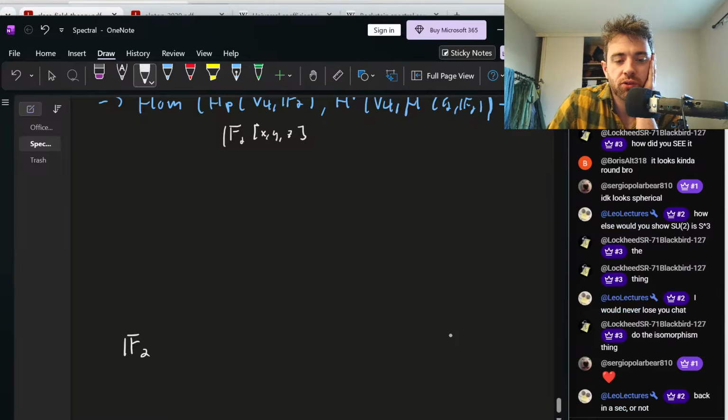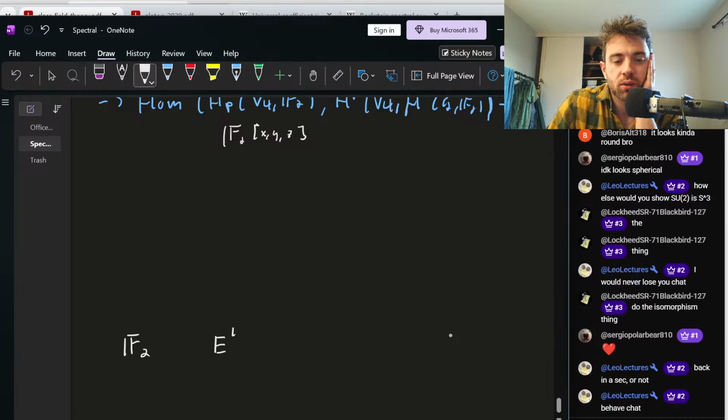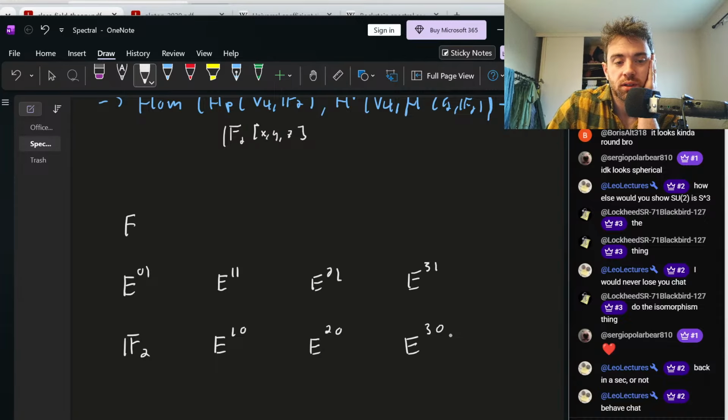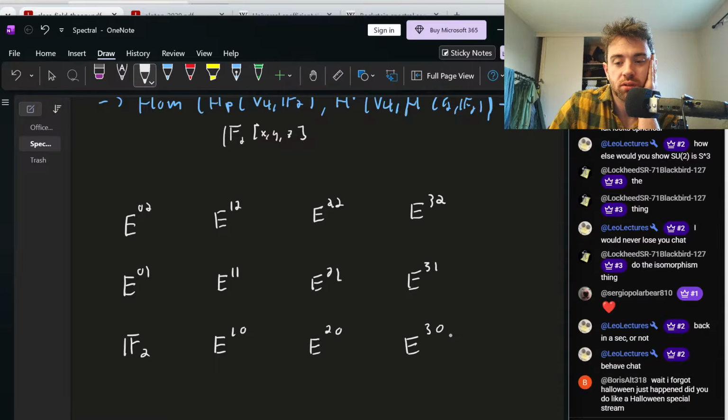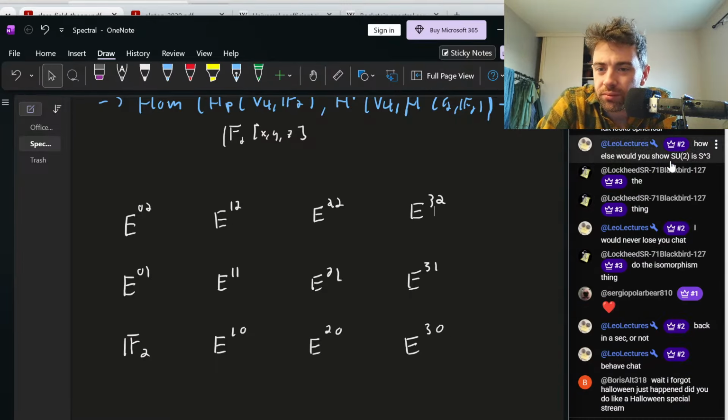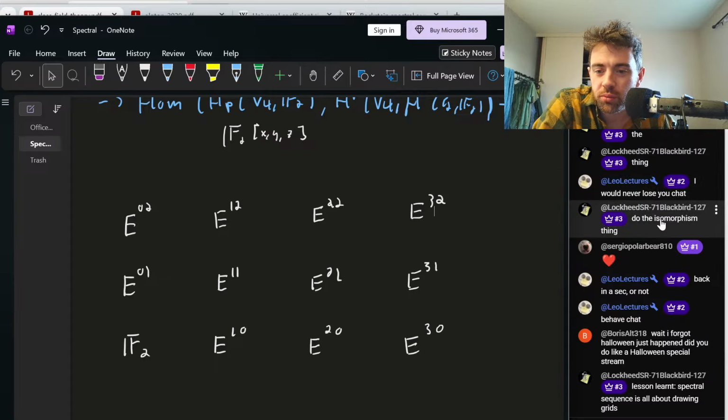So E2 1 0, E2 0, E3 0, E 0 1, E 1 1, E 2 1, E 3 1, E 0 2, E 1 2, E 2 2, E 3 2. Do the isomorphism thing? Yeah.